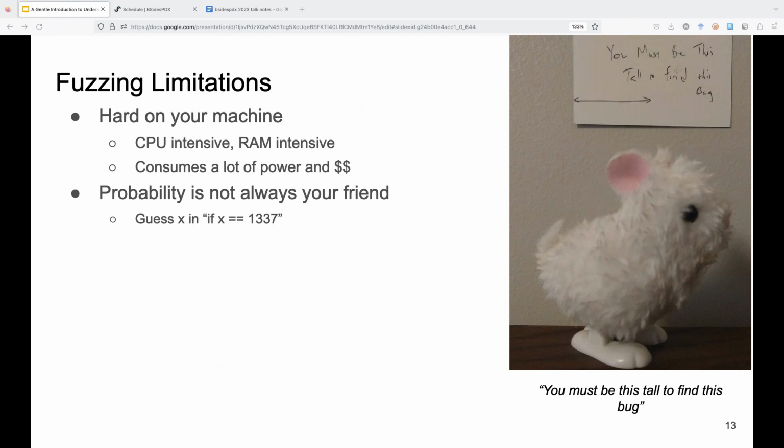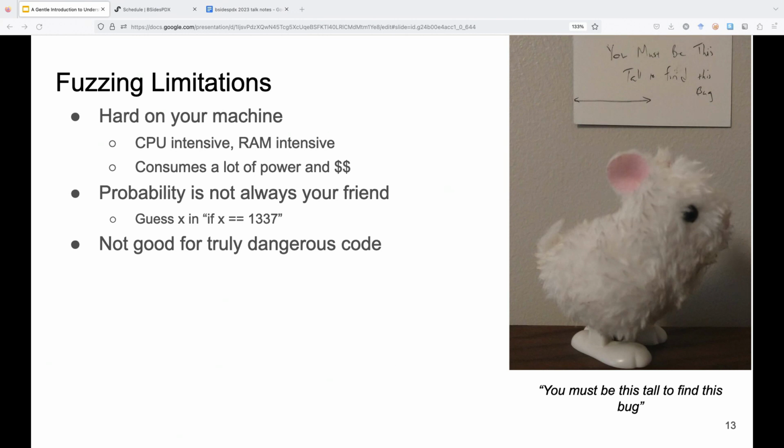If you are rolling randomly on an even dice, what are your odds of guessing 1 through 37? Say 8-byte integer before anyone gets too cheeky. Yeah, not good. 1 in 2 to the 64, which really is not good. So if you know you're going to have a thing where probability is not your friend, those types of puzzles are traditionally not great for fuzzing.